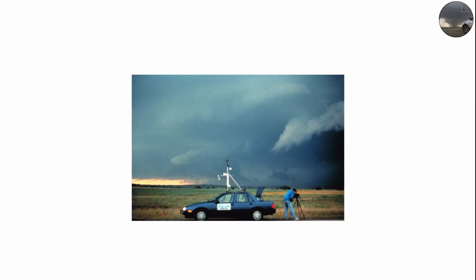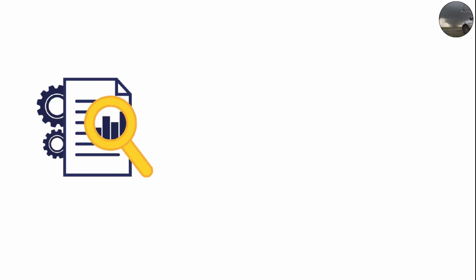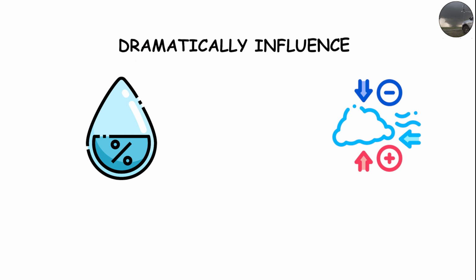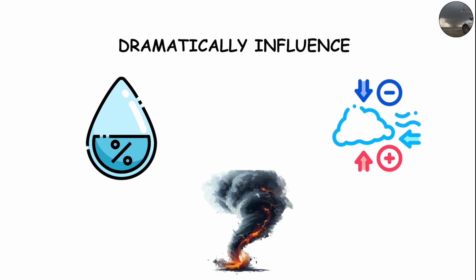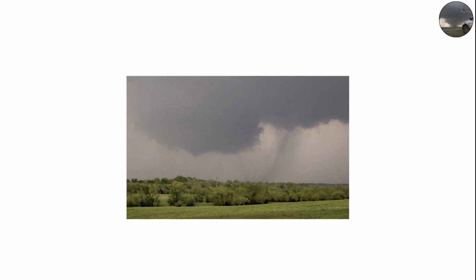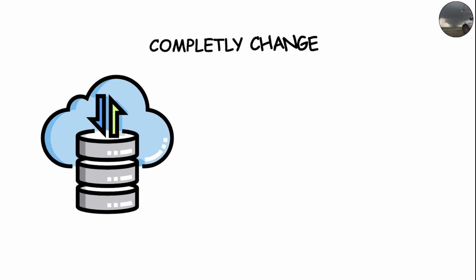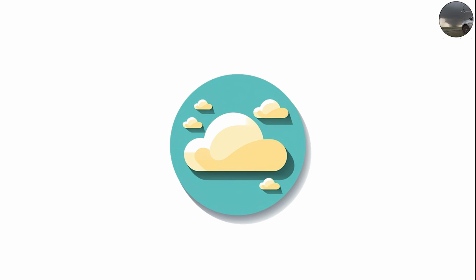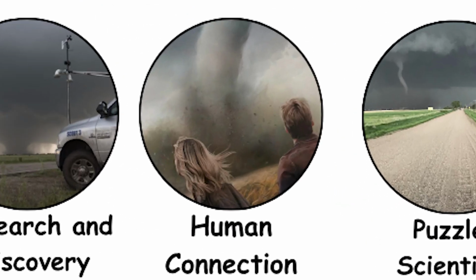One famous moment came during the 1999 Vortex project, when researchers successfully measured temperature and wind differences inside an RFD for the first time. They found that small-scale changes in humidity and air pressure could dramatically influence whether a tornado formed or failed. These field missions are dangerous, often placing teams right next to developing tornadoes. But their data has completely changed how we understand RFD dynamics, turning what was once a mysterious downdraft into one of the most studied features in severe weather science.